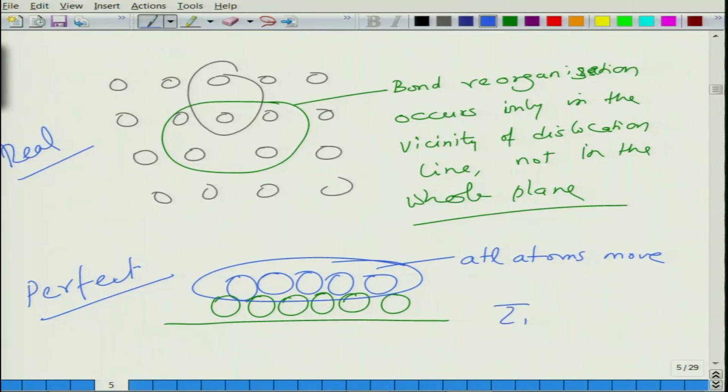So, that is why tau perfect is much larger than tau real, and this is due to dislocations. I hope it is clear why the stress required to move dislocations is smaller in real crystals, which consist of dislocations, than in perfect materials. We have initiated this part, the plastic deformation. We have introduced the concept of dislocation. We have also shown why the stress required to deform a real crystal is lower than for the perfect crystal. We will do a more detailed discussion on this in the next few lectures. Thank you.